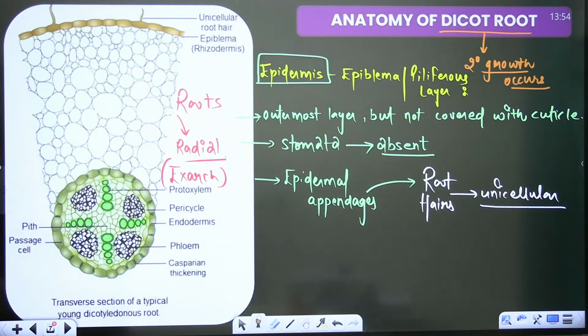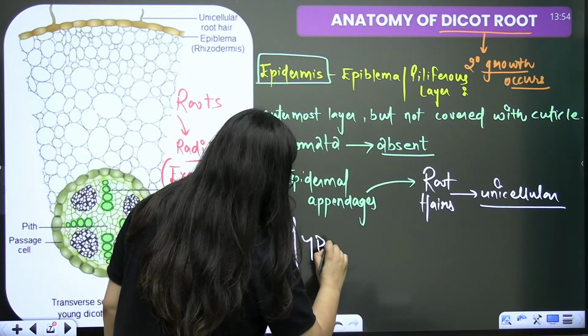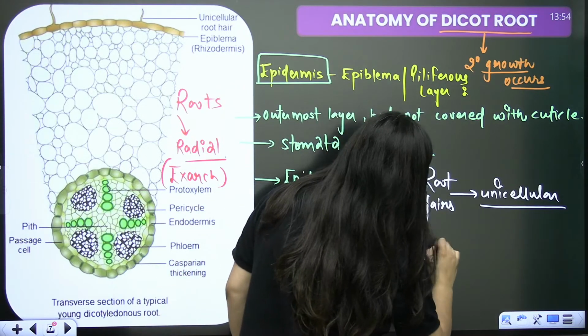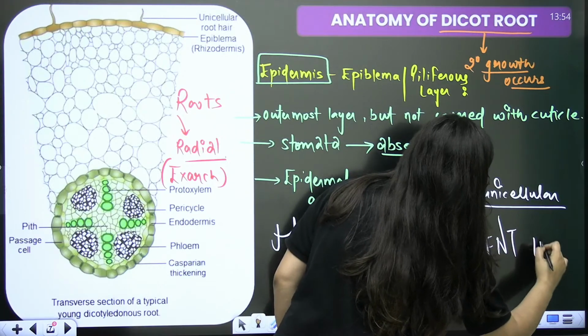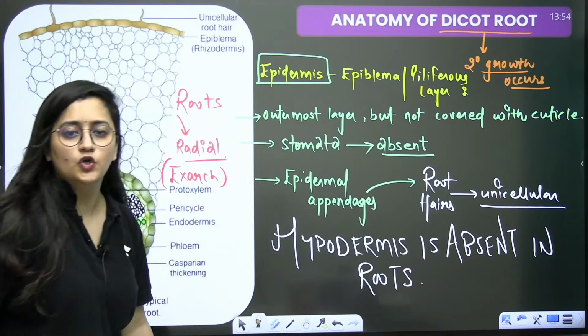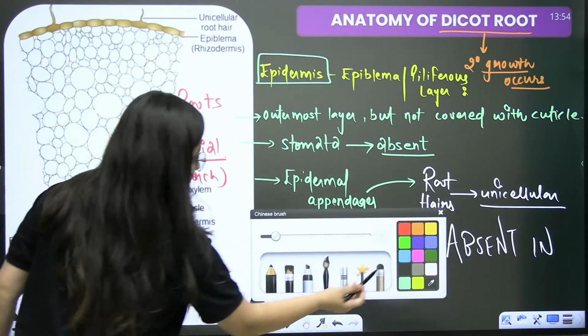Clear, bache? So I am writing it again. Hypodermis is absent in roots. Clear? Done, bache? So next to it is the cortex.